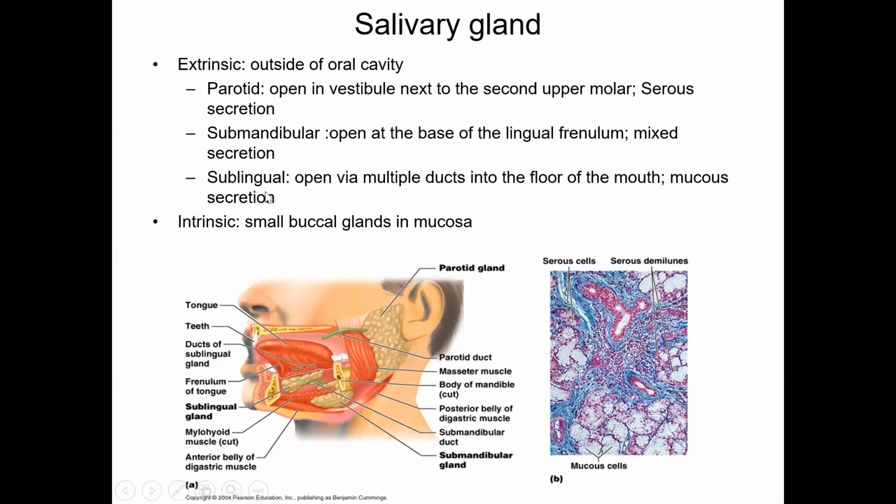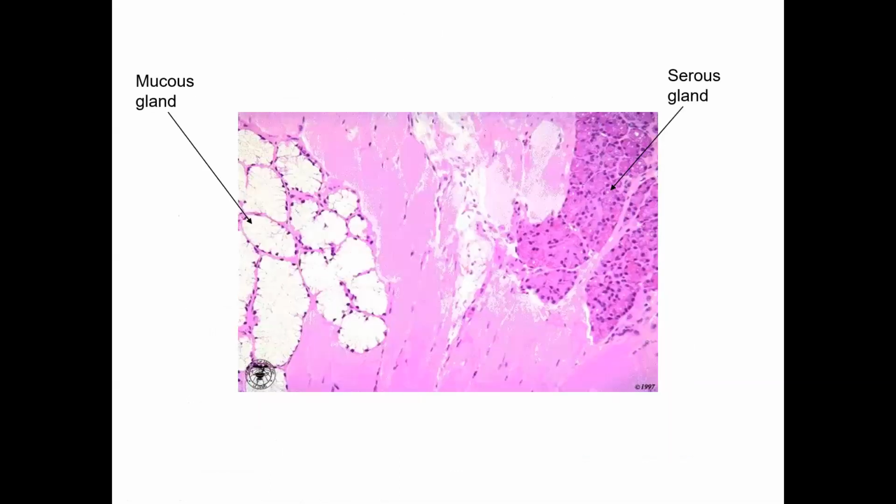Mucus secretion. And for this gland, instead of having one major duct, it has multiple smaller ducts under the tongue. Multiple smaller ducts release secretions into the mouth. So the next few slides are the histology slides about the salivary glands.